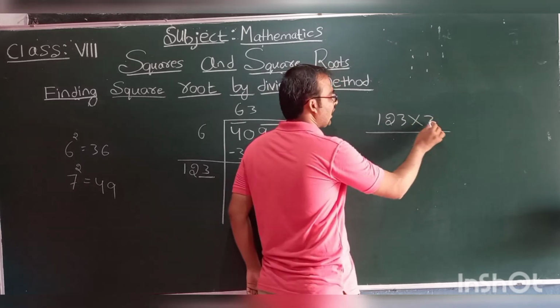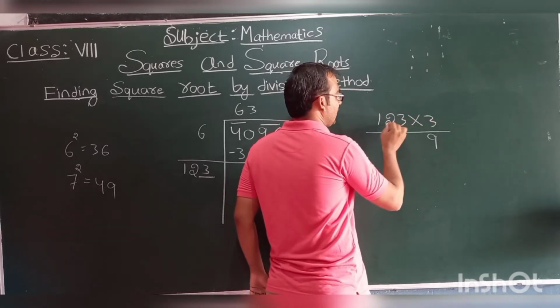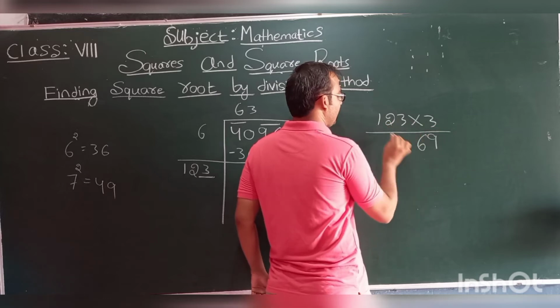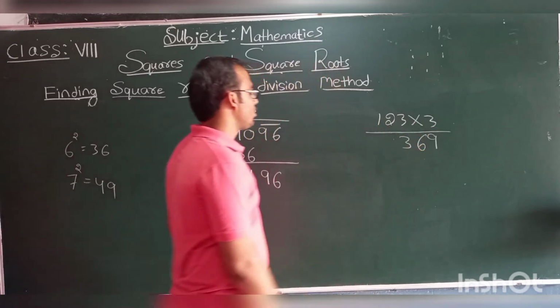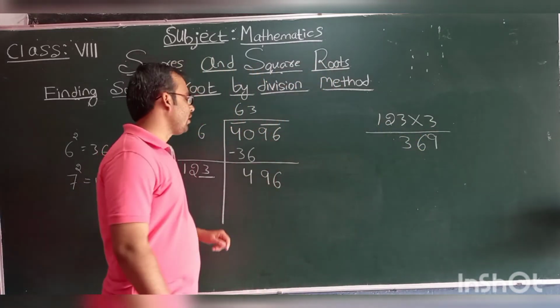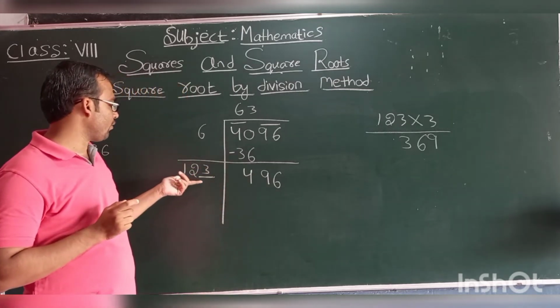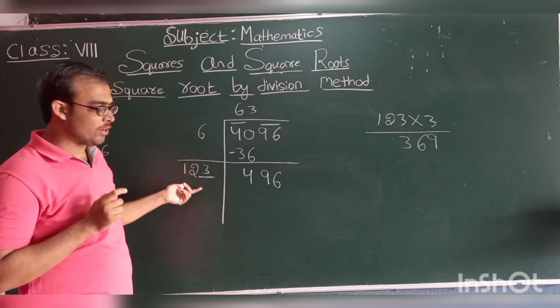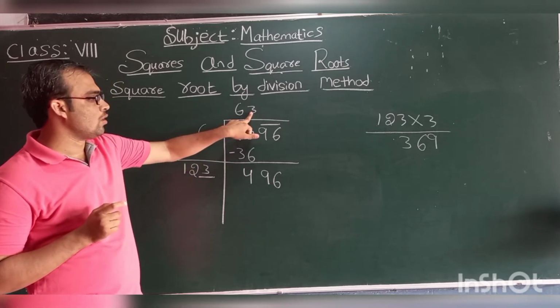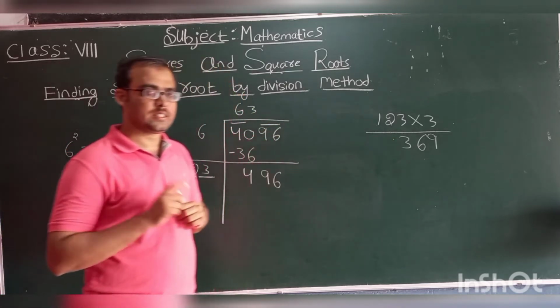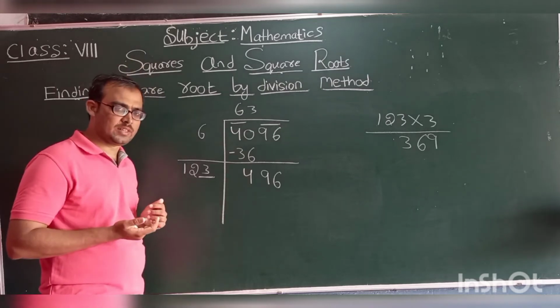Into now, 3 3s are 9, 3 2s are 6, 3 1s are 3. Students, here what we have got, when we fill this blank with 3, our new divisor will be 123. So when we multiply 123 with 3, we have got 369. Okay. Now we will try with the other number.